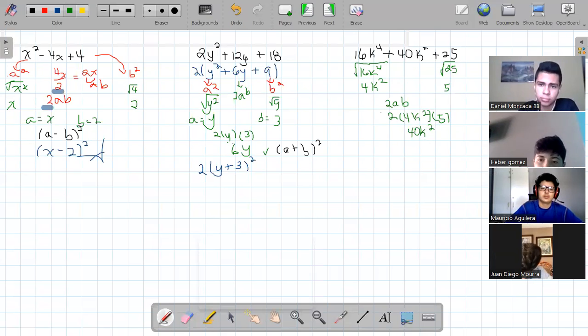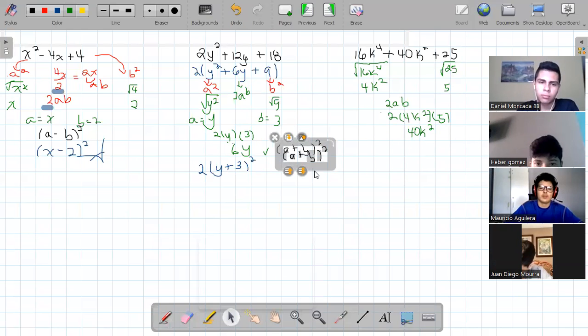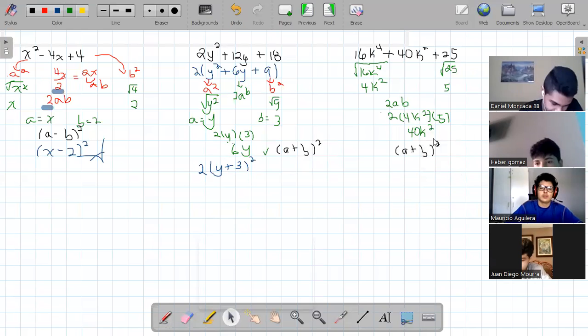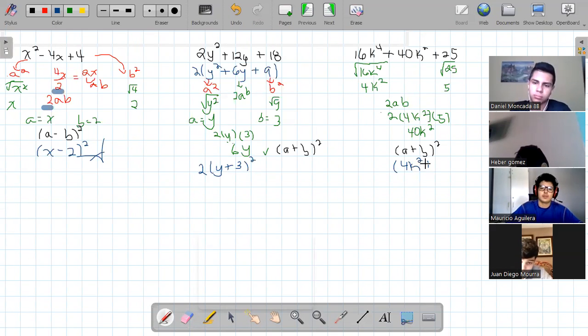Do I have that in the middle? Yes. So what formula am I using? The same formula for the factorization, a plus b and everything to the square. How do I know it is a plus b? Because both signs are positive. So my final answer is going to be a parenthesis. Instead of a, I use 4k squared plus, instead of b, the square root of the last term, and everything to the square. And that is the factorization of perfect squares.